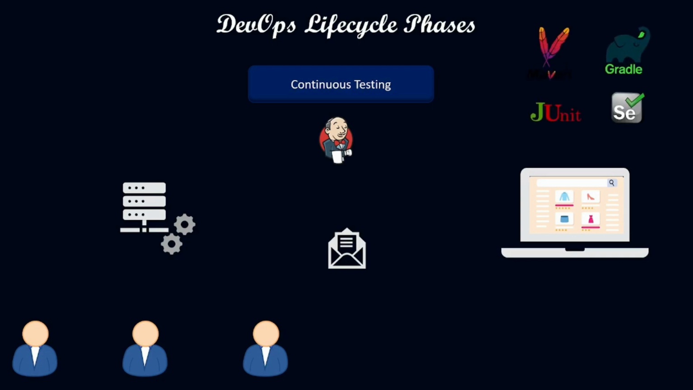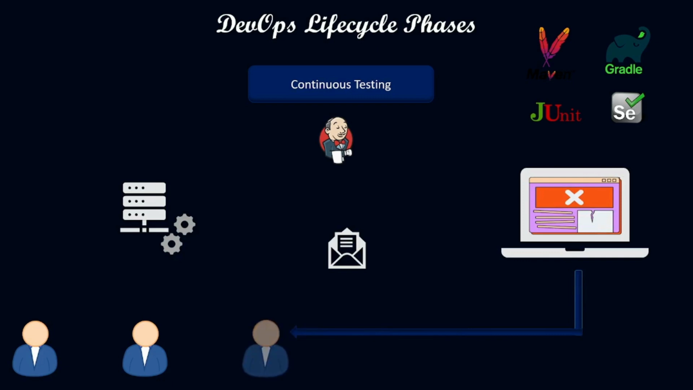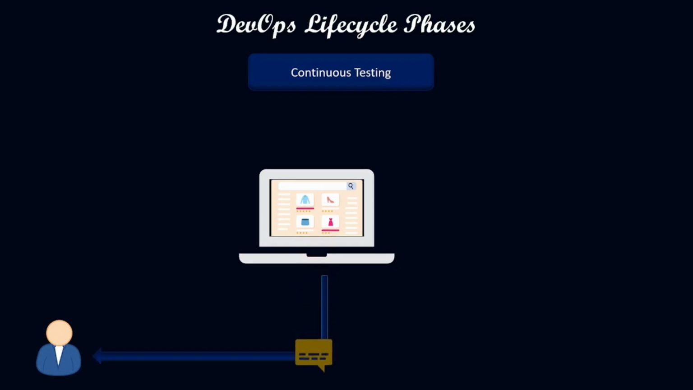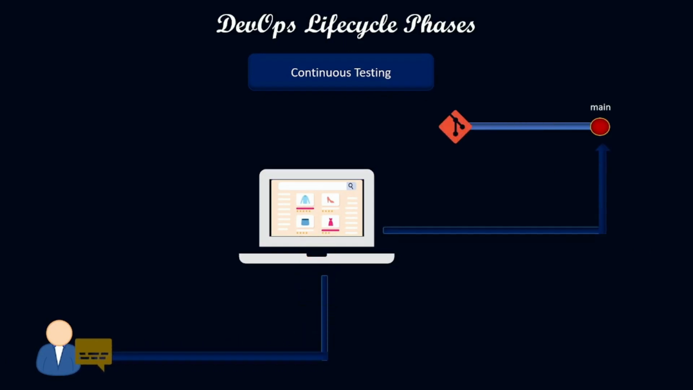Various tools like Maven, Gradle, Selenium, JUnit, etc. are used for code building and testing. If any errors occur during testing, Jenkins alerts the developers so they can fix the issue immediately. If no errors occur, Jenkins merges the code into the main code.